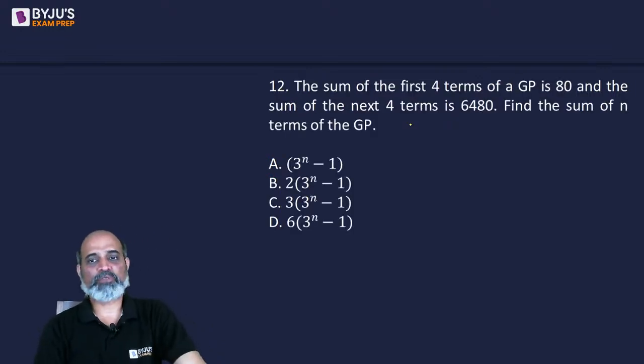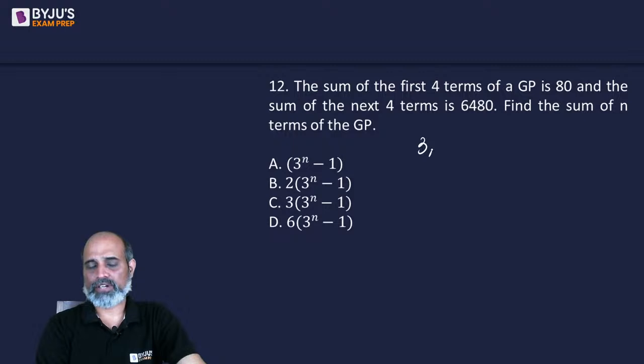Next, the sum of the first 4 terms of a GP is 80 and the sum of the next 4 terms is 6480. Find the sum of n terms of the GP. So looking at the options, we have powers of 3. So let's take powers of 3.